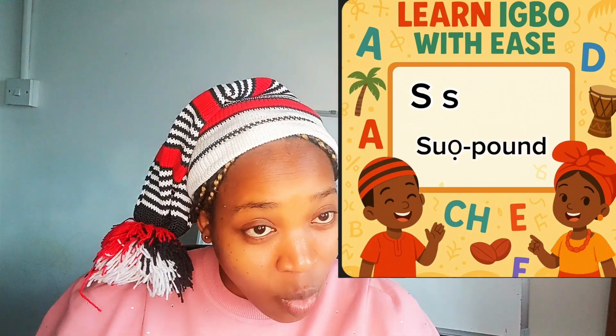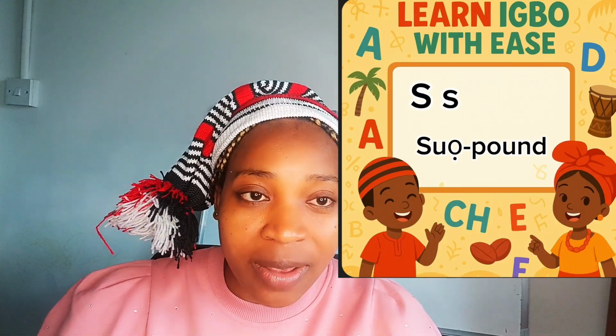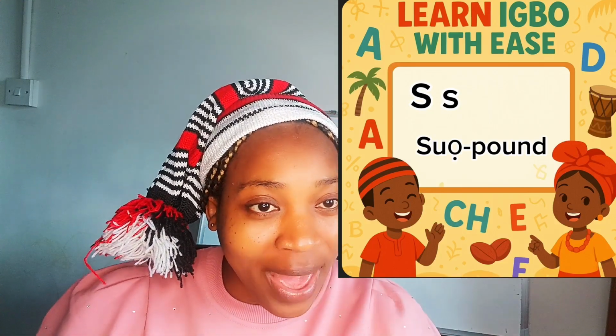So another one is S. So you can say sienri. Sienri, cook food. Cook is sie. Swo is pound. Swo ose, pound pepper. Sie, tail. Tail is sie.